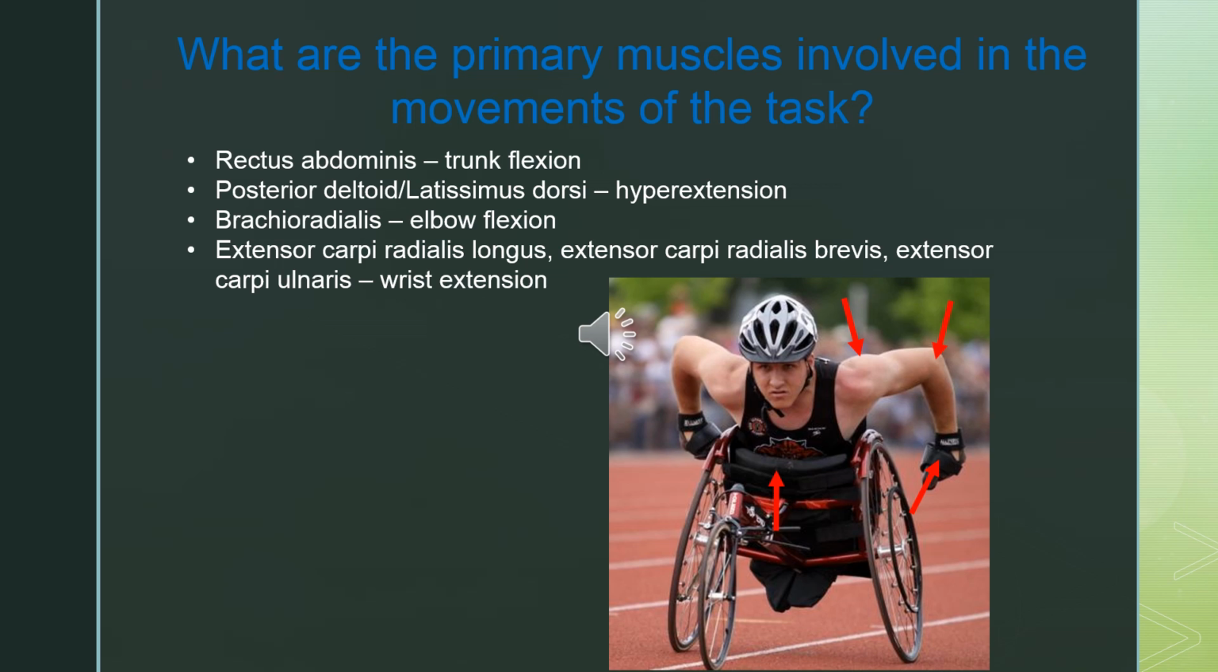We then have the wrist extensors, the extensor carpi radialis longus, brevis, and the extensor carpi ulnaris, which are responsible for wrist extension, and there is an arrow pointing to the wrist for the location of those muscles. Those muscles will be on the posterior side of the hand.